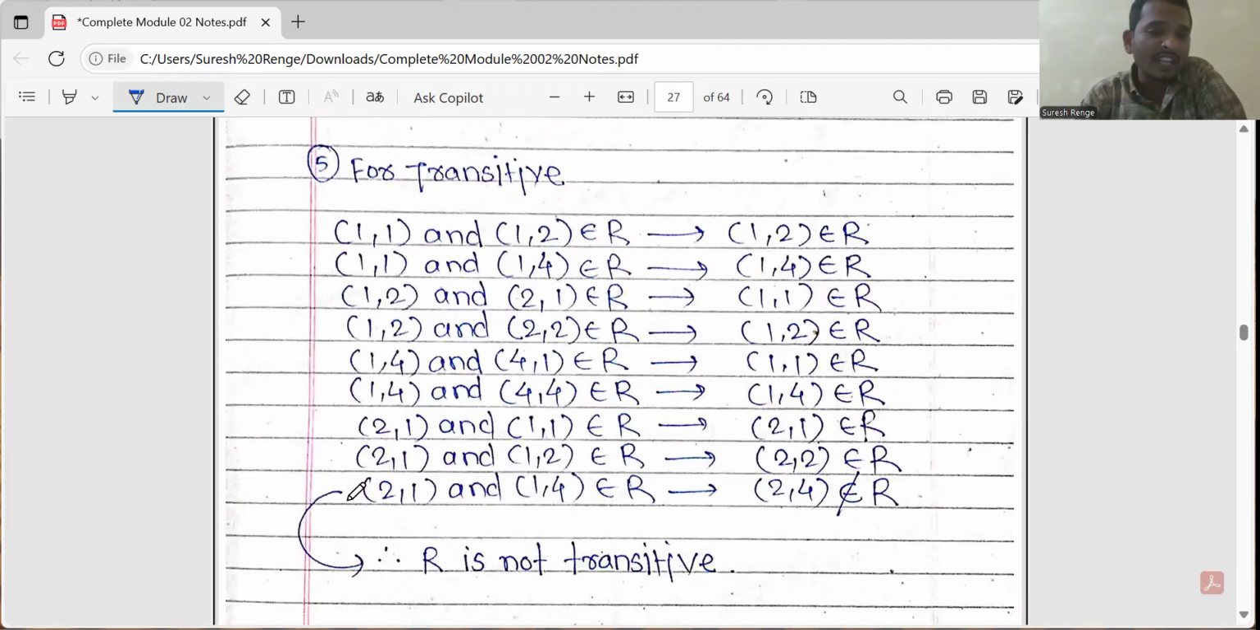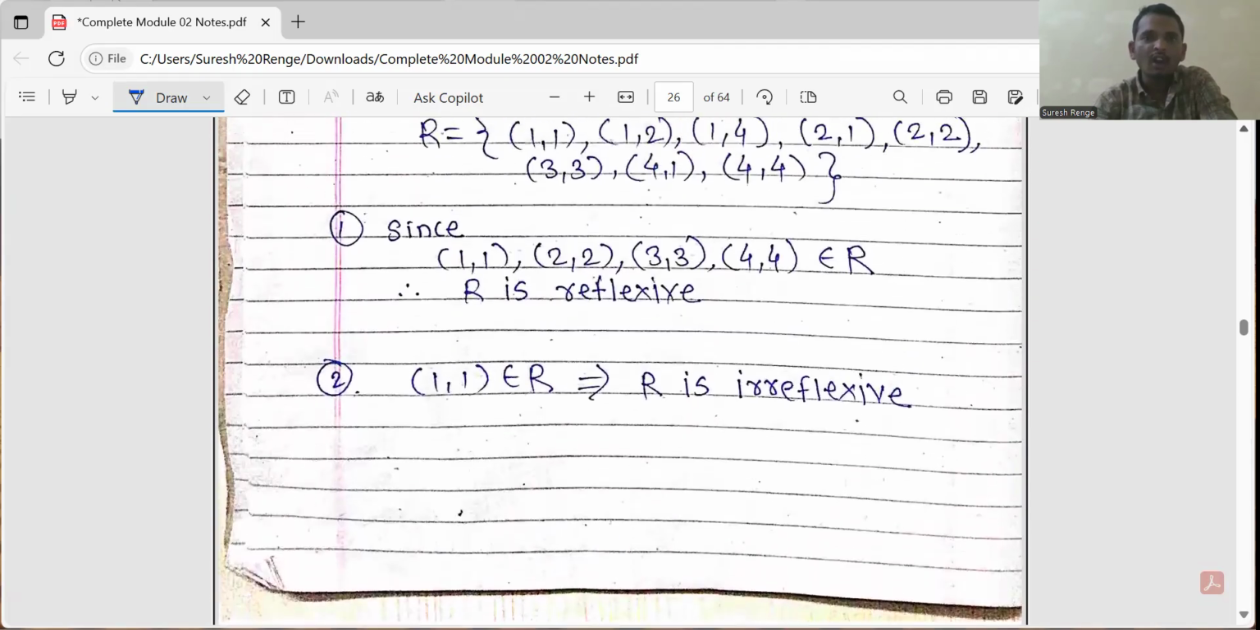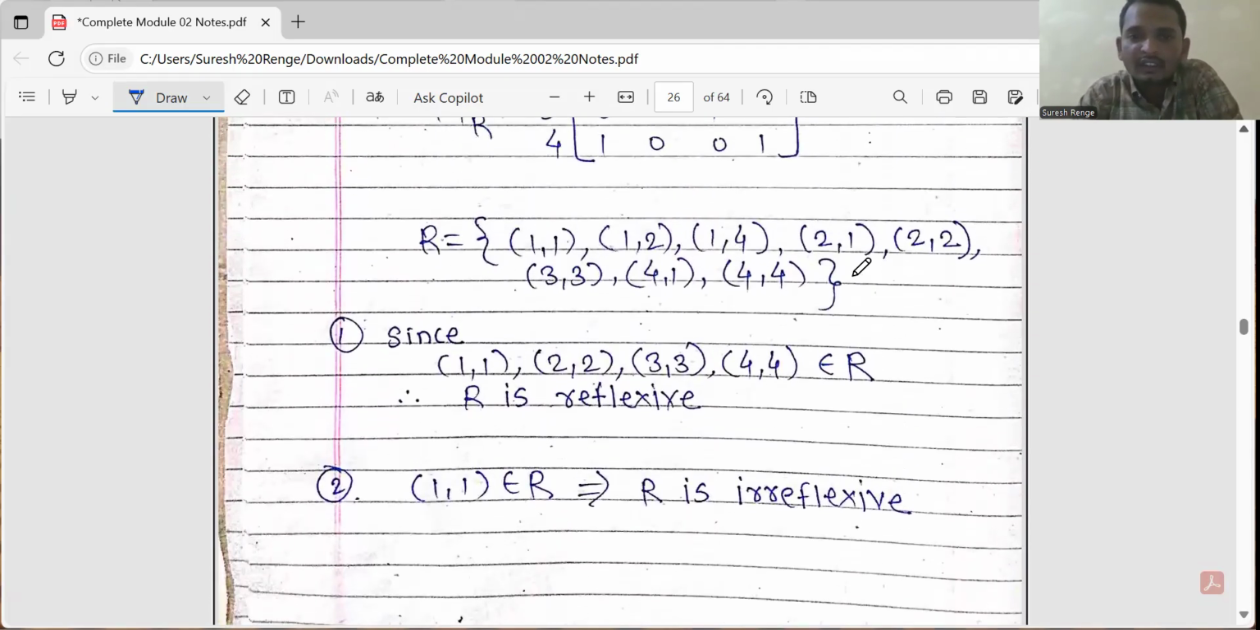But if you check (2,1) and (1,4), which are two different elements belonging to R, what result comes by using the transitivity property? By using the transitivity property, 2 is directly related to 4, that is (2,4). But if you observe the original relation, (2,4) does not exist in your relation. Let us observe this.